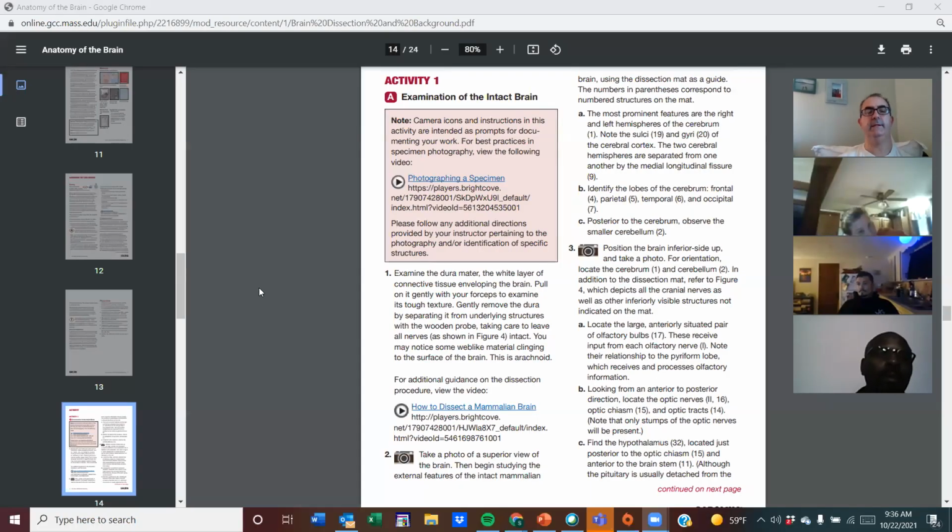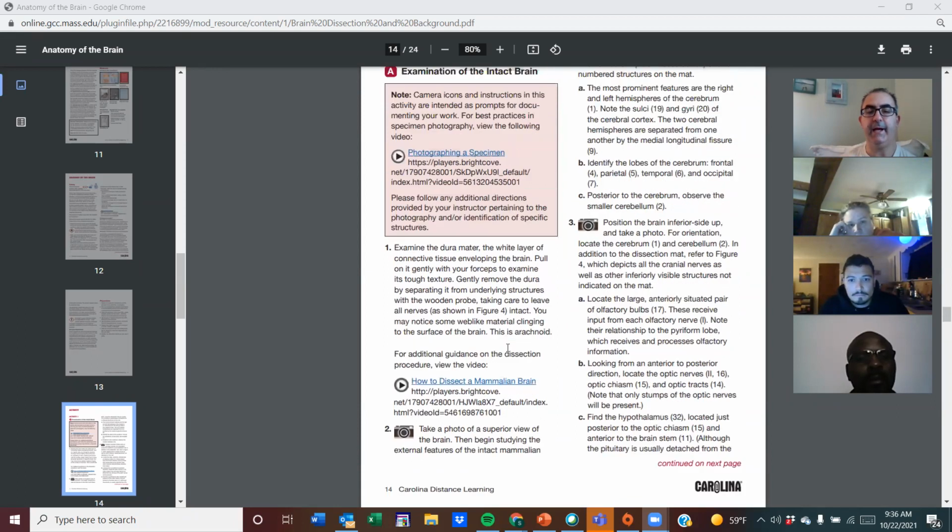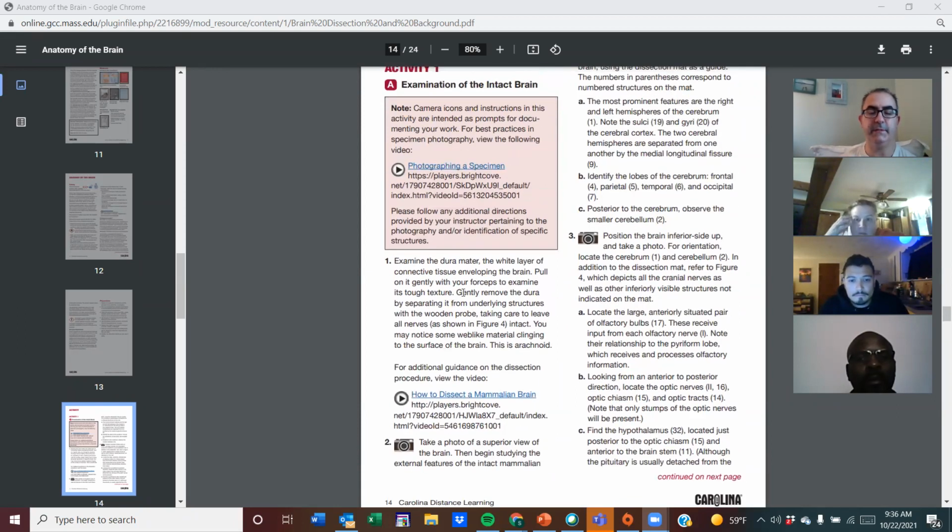Again, this is on your Moodle page, and it's a big, long PDF, right? It's 24 pages long. And the actual dissection starts, it looks like, on page 14. As you're going through the dissection, it tells you exactly what to do. You know, take off the dura mater, right? And then take a photo of the superior view of the brain. So looking down on the brain.